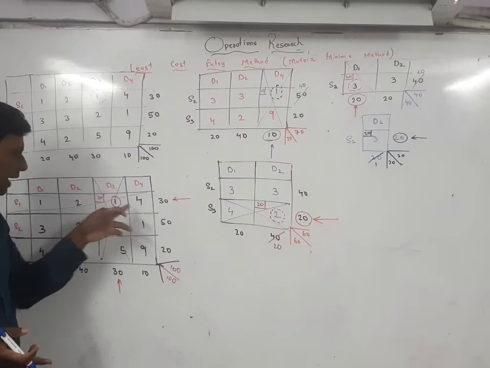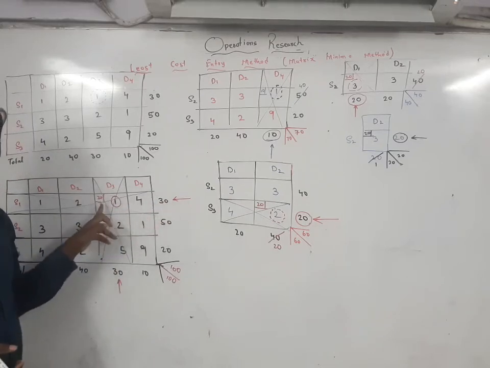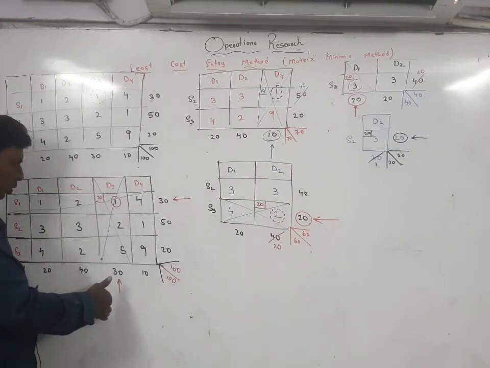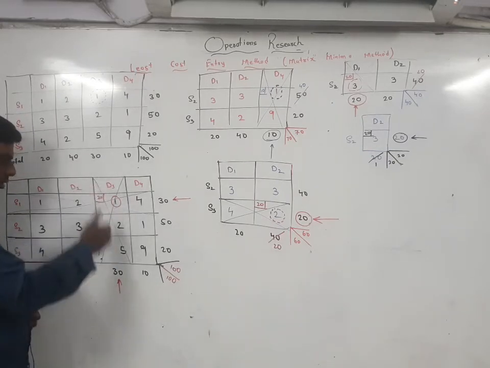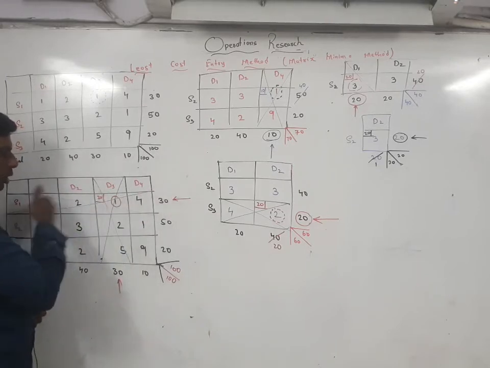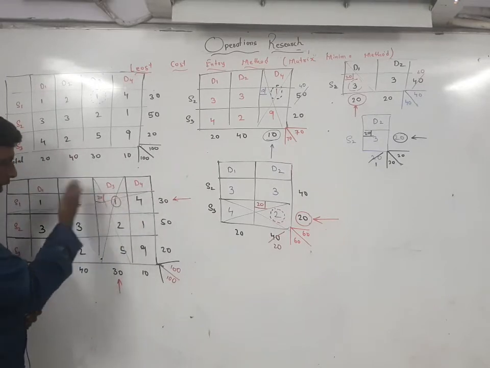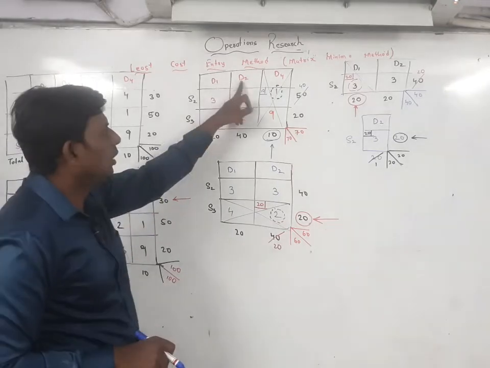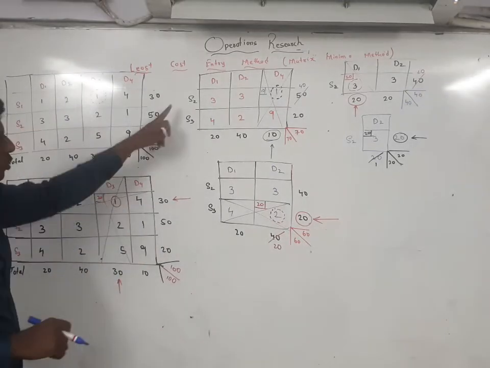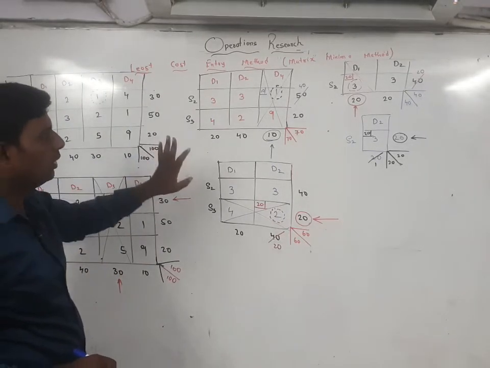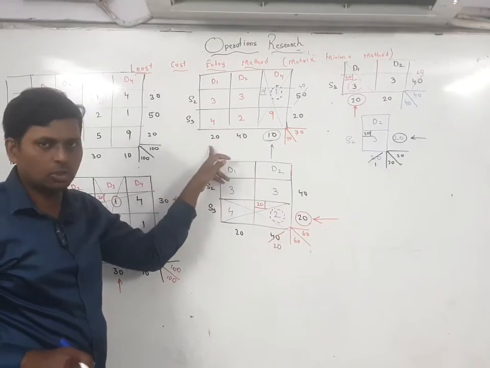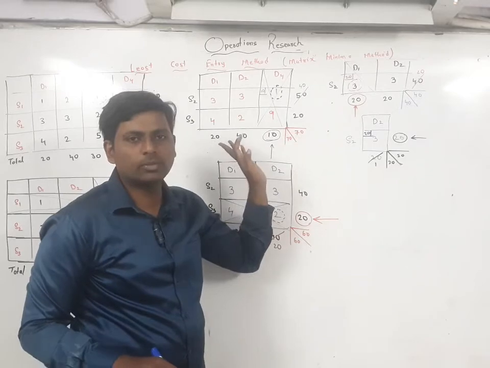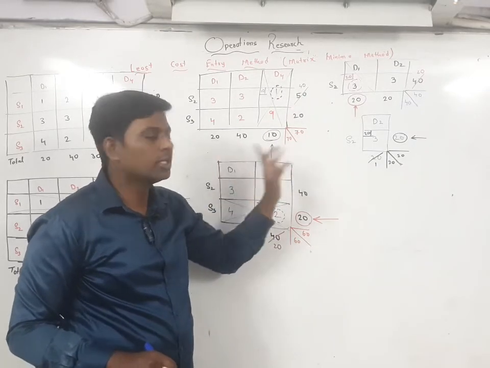So this 30 you project here, and both are equal now, so at a time it will get cancelled. This column and this row you can delete at a time. The remaining terms are D1, D2 and D4, and here S2 and S3. After that, outside are 20, 40, 10 and 50, 20; the sum of this should be equal to the sum of this one.